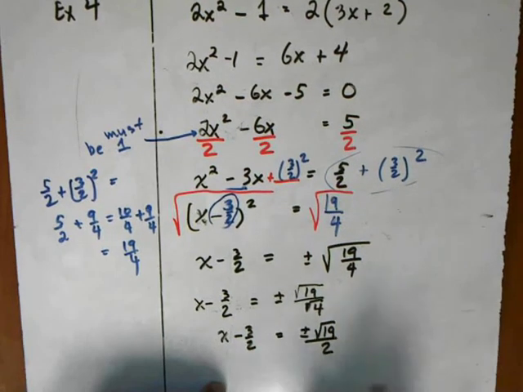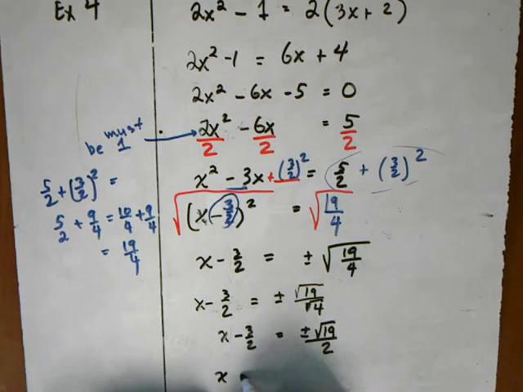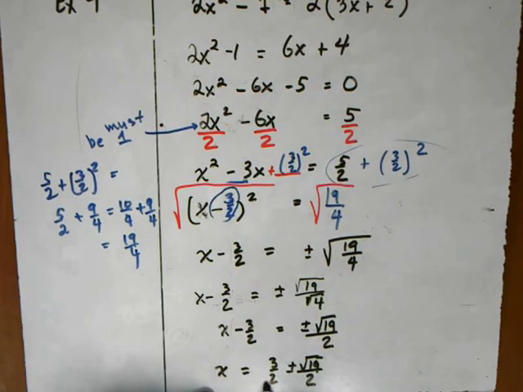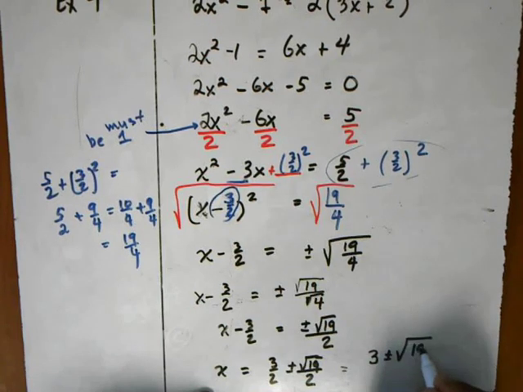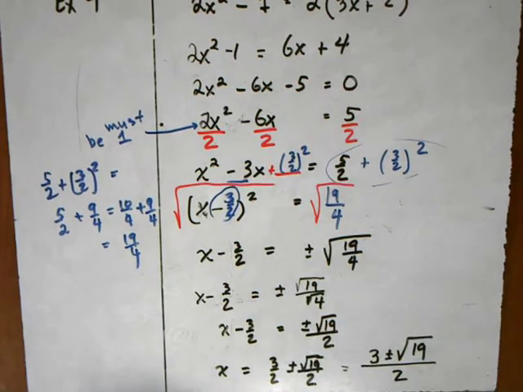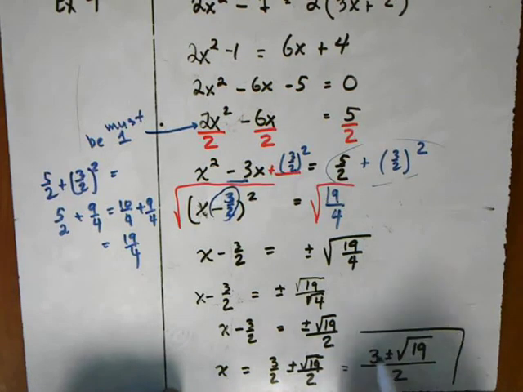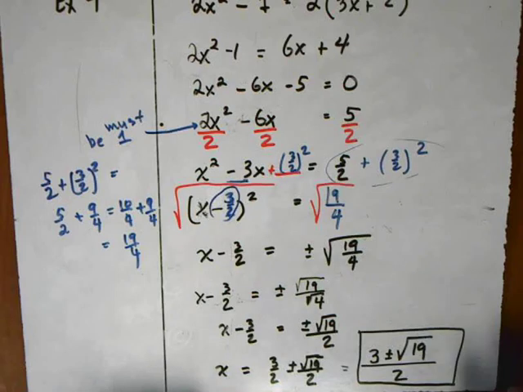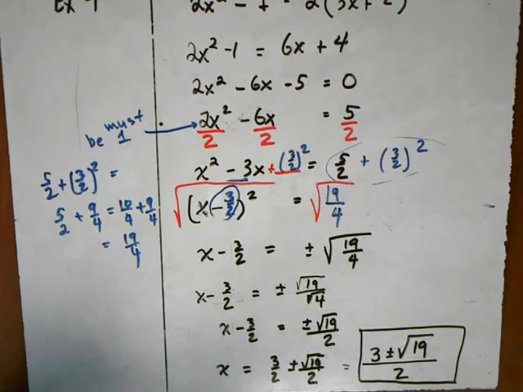Okay. And then we can add 3 halves to both sides. So x equals 3 over 2 plus or minus the square root of 19 over 2. And since both of these have the same denominator, we can combine them together to give us 3 plus or minus the square root of 19 over 2. Okay, and this right here is our final answer. It is the simplest answer that we can have. The square root of 19 cannot be reduced any further.